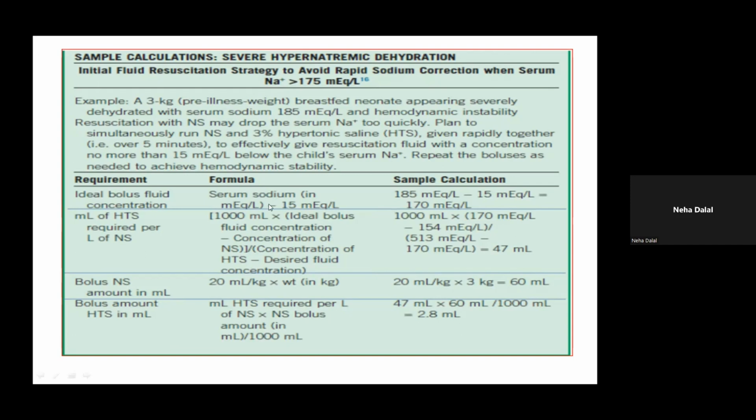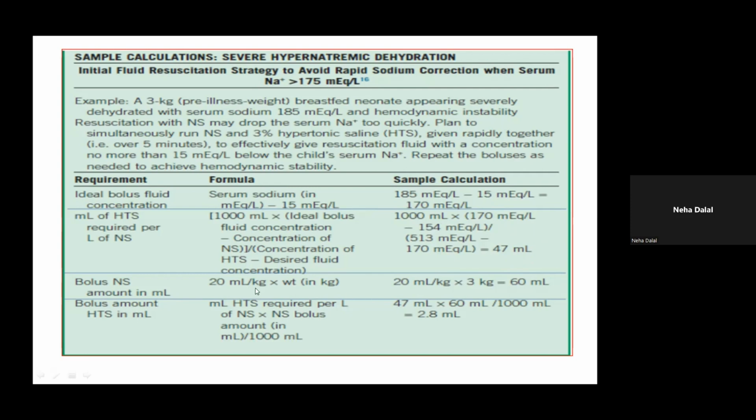How to prepare it? The ideal fluid that we need to give is 185 minus 15, that is 170 milliequivalents. So how much hypertonic saline is to be added to normal saline so that this concentration of sodium fluid is achieved? It is calculated per liter: 1000 ml into the desired sodium composition minus the saline composition, that is 154. This is further divided by 513. This 513 is because 3% saline contains this much sodium, minus the desired 170 milliequivalents. This amount after calculation came as 47 ml.